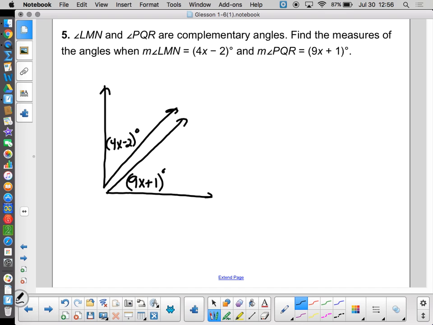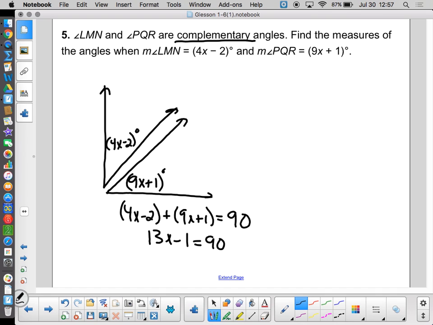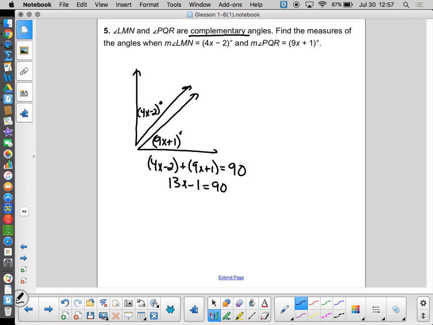And now I can set up my equation. 4x minus 2 plus 9x plus 1 equals 90. Why 90? Because complementary. Again, combining terms, I get 13x minus 1 equals 90. So 13x equals 91. Divide by 13, I get x is 7. And am I done? Nope. It says find the measure of the angles.